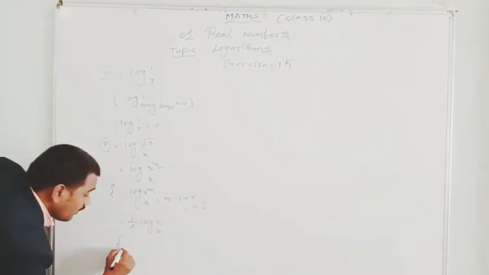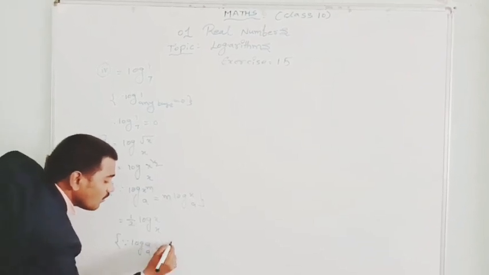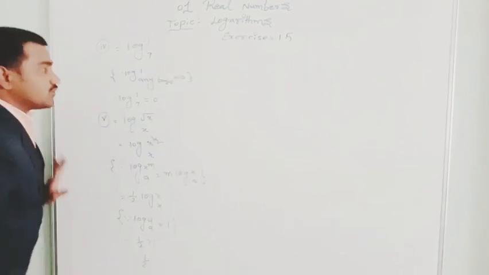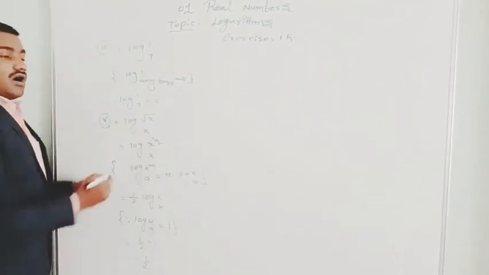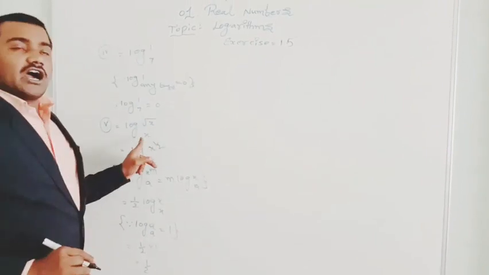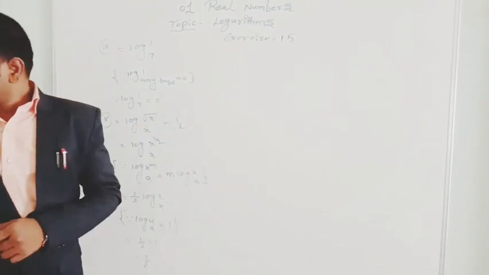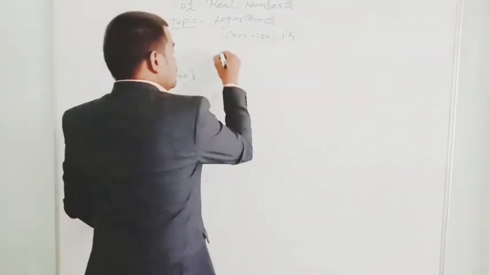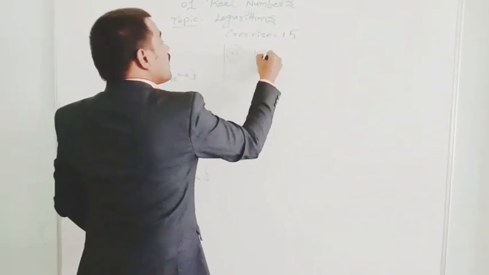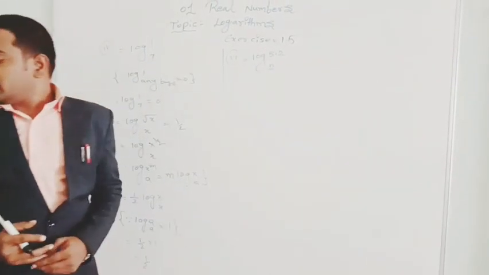So we go for that now. Log a base a equal to 1. Here 1 by 2 into 1 equals 1 by 2. This will be our answer. The log root x of base x equals 1 by 2. Let's take the next question now. Here the sixth question, log 512 base 2. Log 512 base 2.